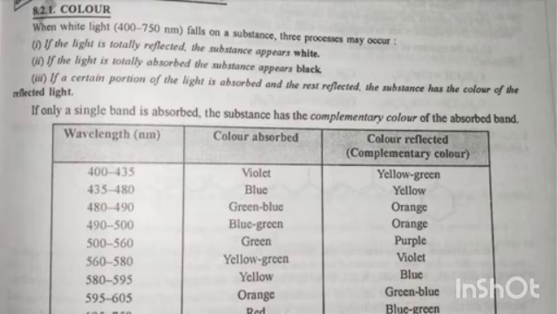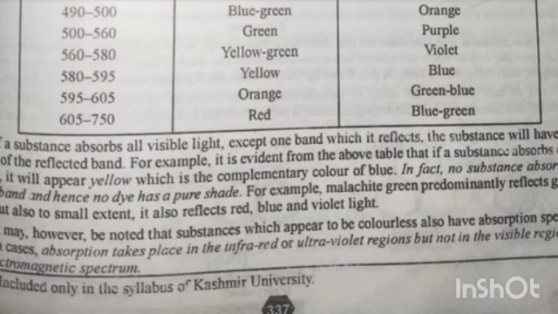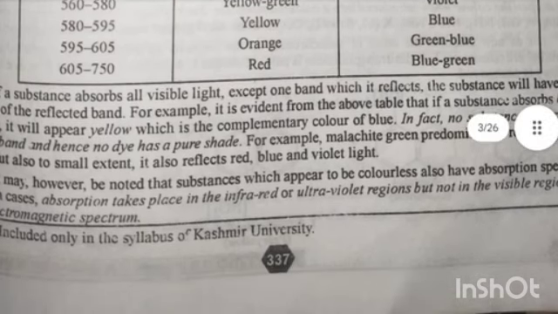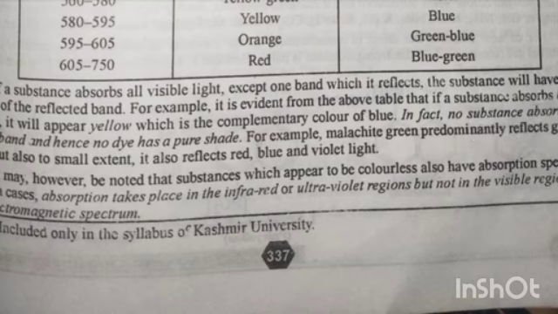If a substance absorbs all visible light except one band which it reflects, the substance will have the color of the reflected band. For example, it is evident from the above table that if a substance absorbs blue color, it will appear yellow, which is the complementary color of blue. In fact, no substance absorbs a single band, and hence no dye has a pure shade.